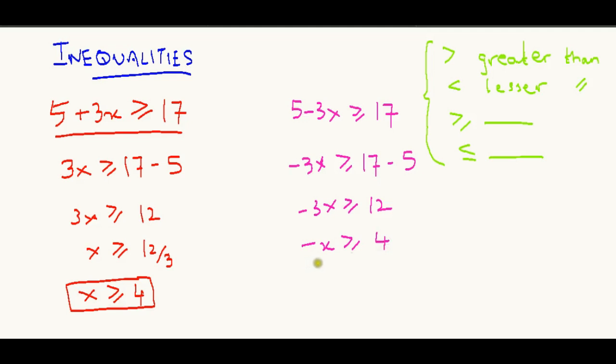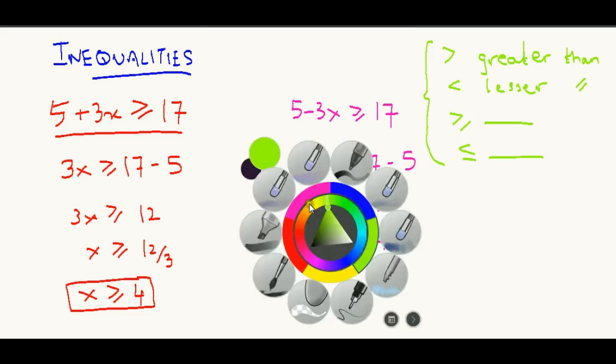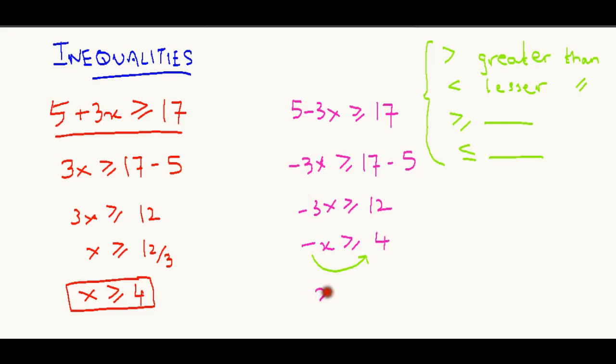Now the variable has a negative value, and this is the point at which you're going to invert the sign of the inequality. You have to multiply both sides by minus 1, or simply take this minus sign to the right hand side, and whilst doing so you have to invert the sign of the inequality. So x is going to be minus 4, but is it going to be greater or lesser than? The sign is inverted. It is now going to be less than or equal to minus 4. This is my answer for this case.